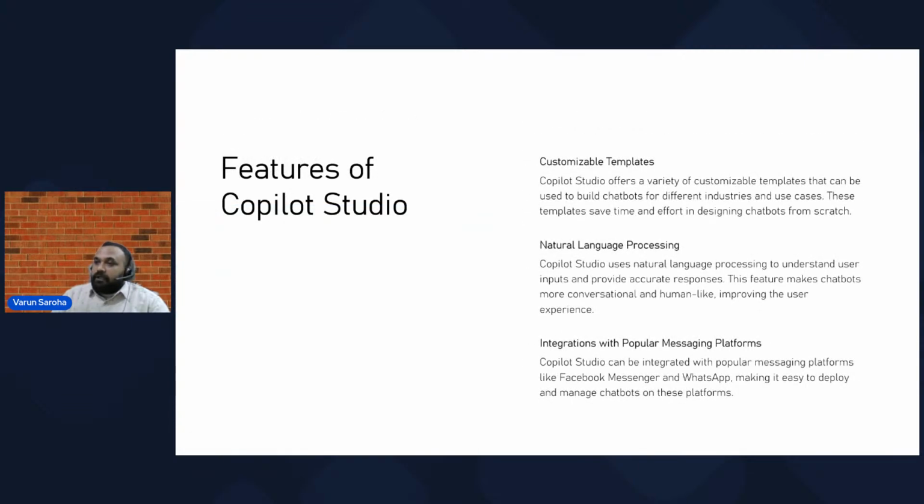Coming to the features of Copilot Studio. Copilot Studio offers a range of features that make it a powerful tool for building chatbots. These features include customizable templates and natural language processing. You can use your general language, which we use for daily communication among peers or co-workers, and integrations with popular messaging platforms such as Facebook Messenger, WhatsApp, or even a professional environment like Teams and other messaging apps.